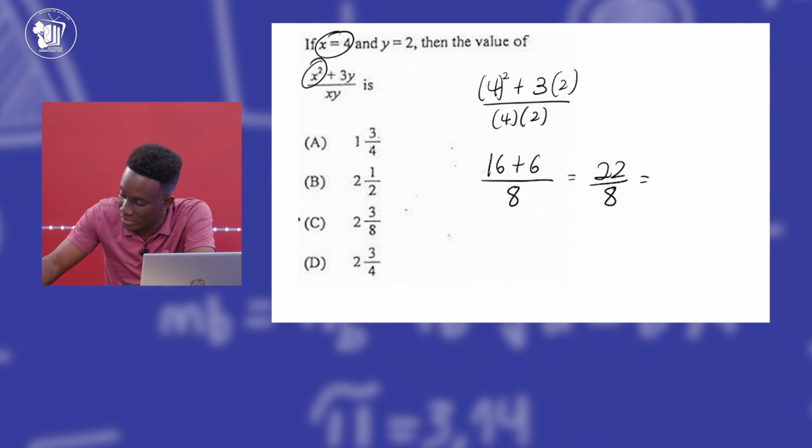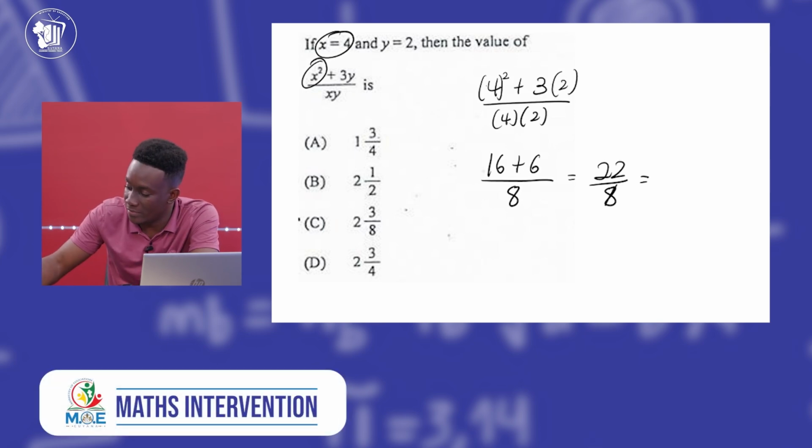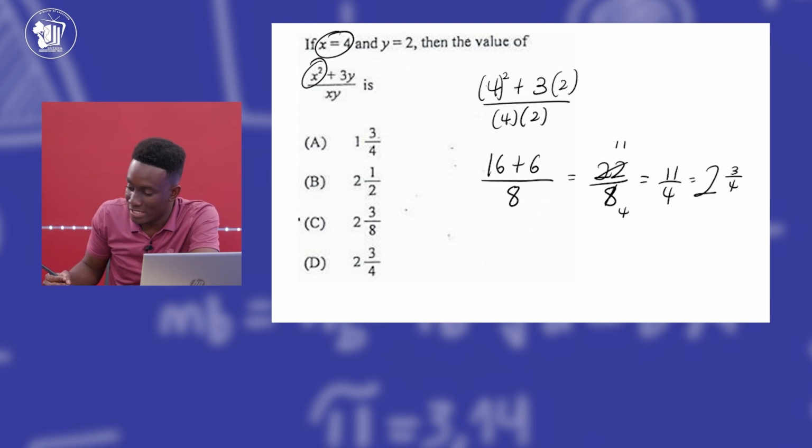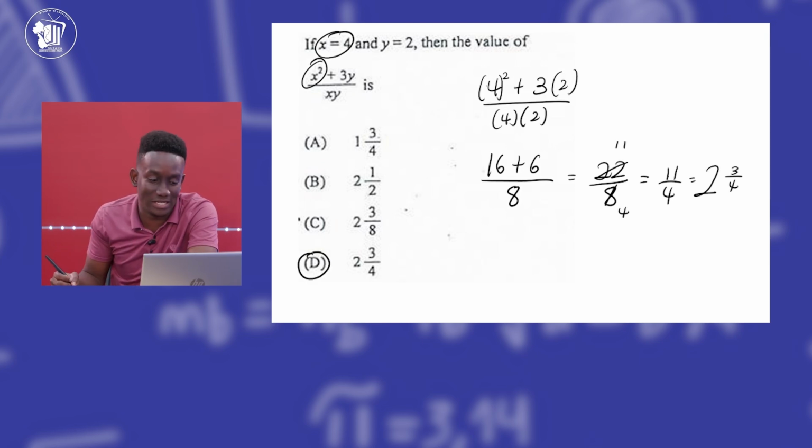So we can break this down: 8 divided by 2 would be 4, 22 divided by 2 would be 11. This is 11 over 4, which will give me 4 can go into 11 2 times. 4 twos are 8, and I'm left with a remainder of 3 over 4. So the answer is 2 and 3 over 4, which is D as the answer.